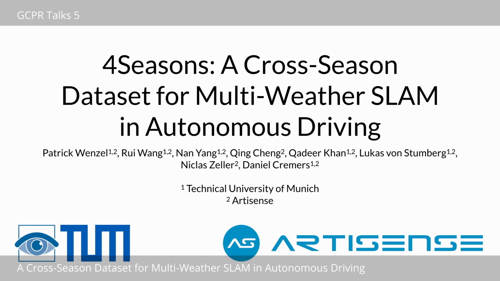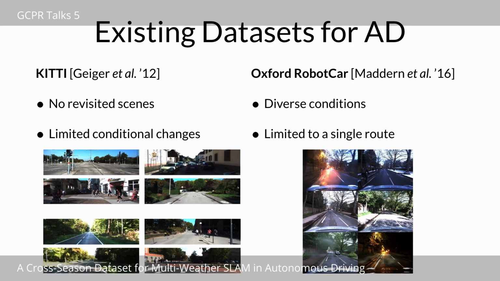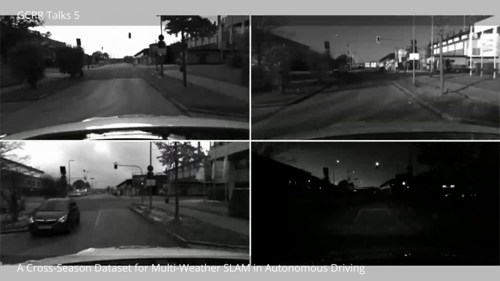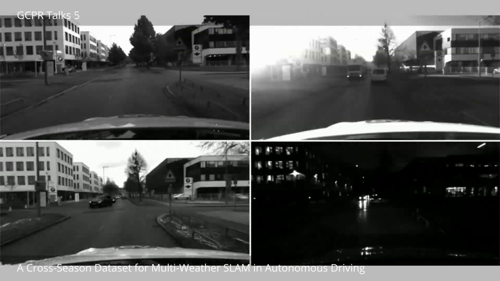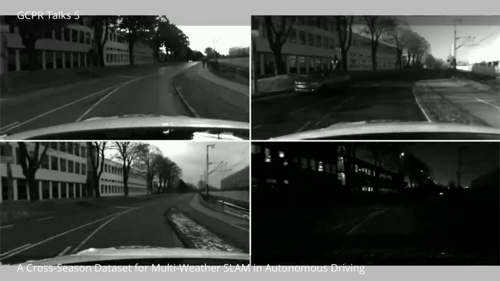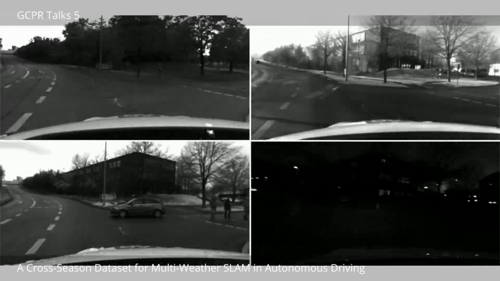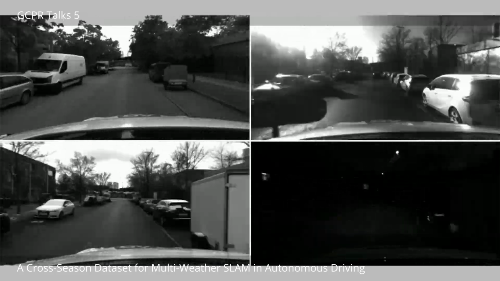In this work, we present 4Seasons, a cross-season dataset for multi-weather SLAM in autonomous driving. Existing datasets for autonomous driving have been an important factor for advancing the state-of-the-art in many computer vision algorithms. However, in terms of benchmarking long-term visual localization, these datasets are typically limited. To overcome these limitations, we feature conditional changes by providing multiple traverses of the same route. This results in large appearance variations caused by changes in weather and seasons.